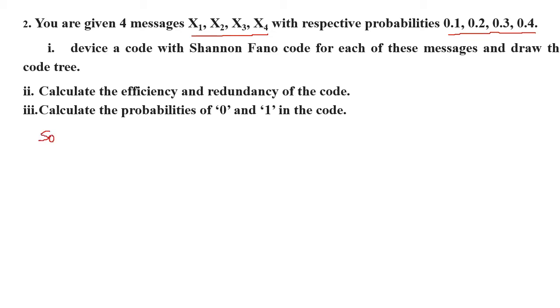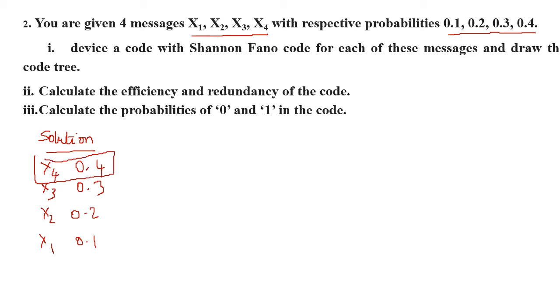The first step in Shannon-Fano coding is arranging the given probabilities in decreasing order. So 0.4 is the maximum value, and x4, x3, x2, x1 will be the order with respective probabilities 0.4, 0.3, 0.2 and 0.1. The second step is to group them into nearly equal probabilities. So the first group is 0.4 and the next group is the remaining total value, 0.6. Assign 1 and 0 to the groupings.